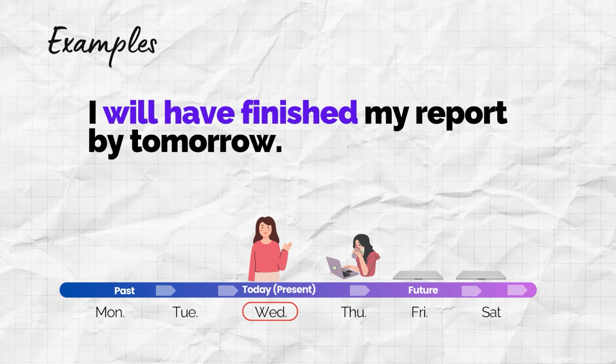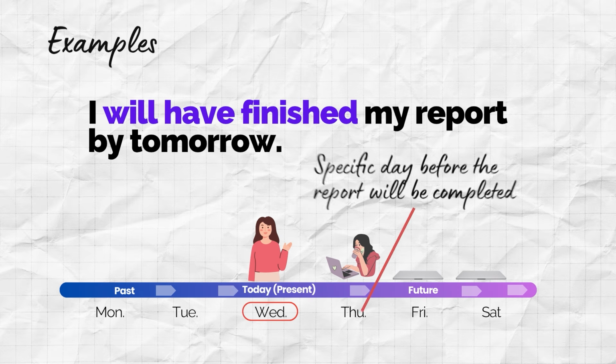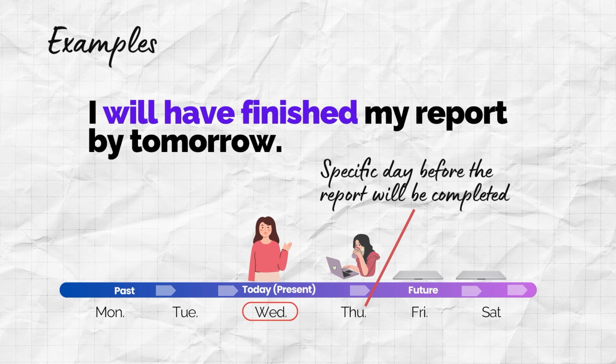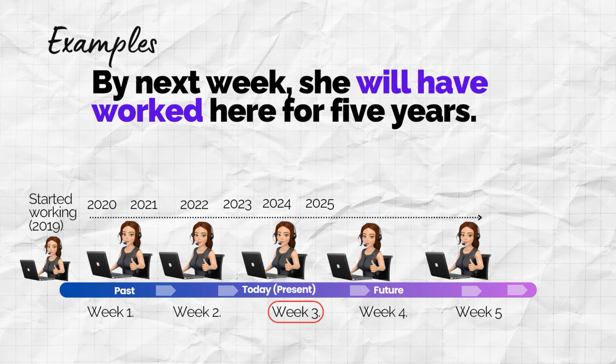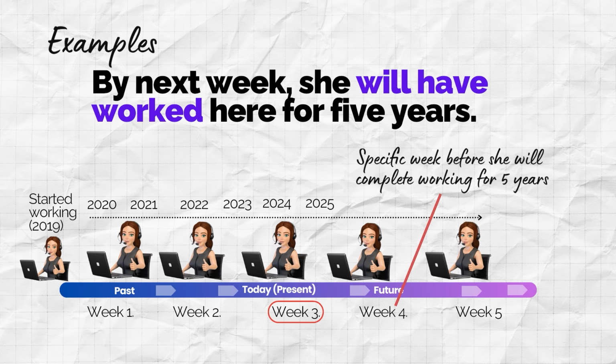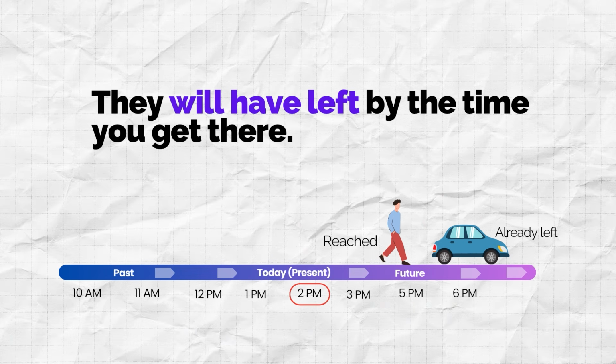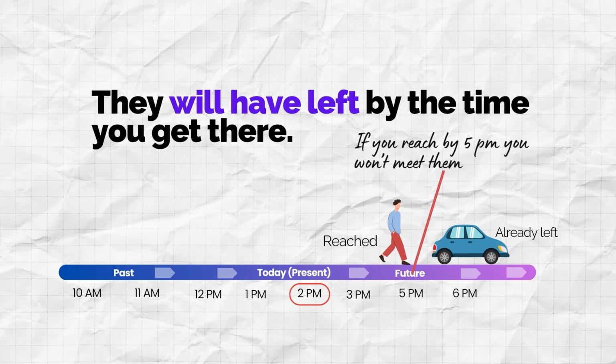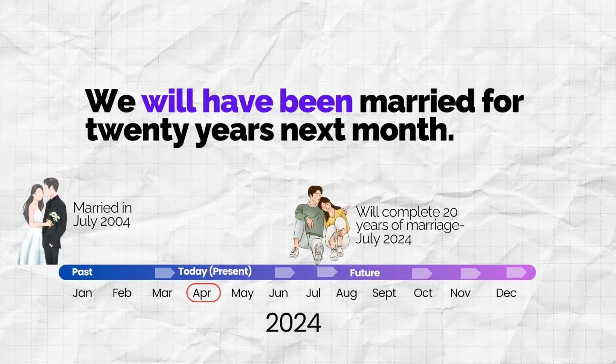I will have finished my report by tomorrow. This means the report will be completed before tomorrow. By next week, she will have worked here for 5 years. It shows a milestone that will be reached in the future. They will have left by the time you get there. This predicts that their departure will occur before your arrival. We will have been married for 20 years next month. This shows a future state based on an action completed in the past.